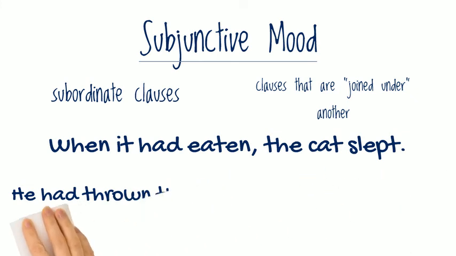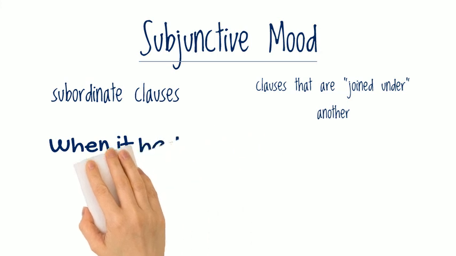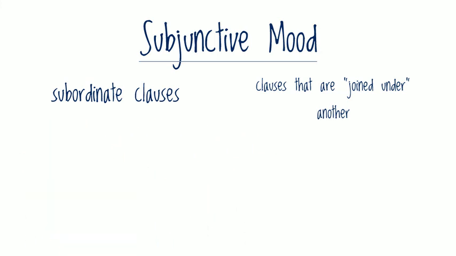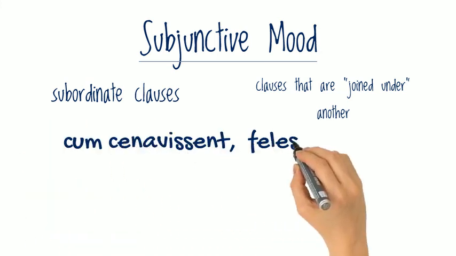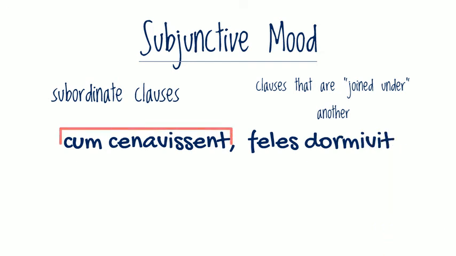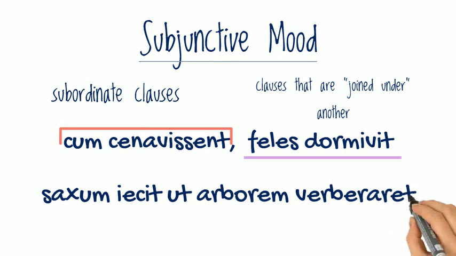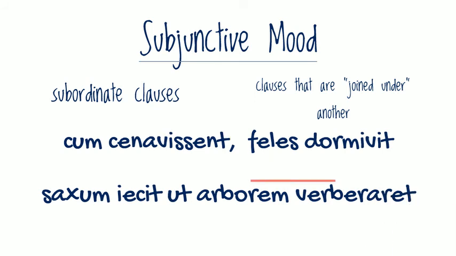Let's look at these same two sentences in Latin, and we'll actually see that it's much easier to recognize subjunctive clauses. Cum cenavissent, feles dormivit. Dormivit is a normal verb, but cenavissent is subjunctive, and it has that distinctive issent ending. Saxum iecit ut felem verberaret. Verberaret, again, is subjunctive. It has a different and unique ending.